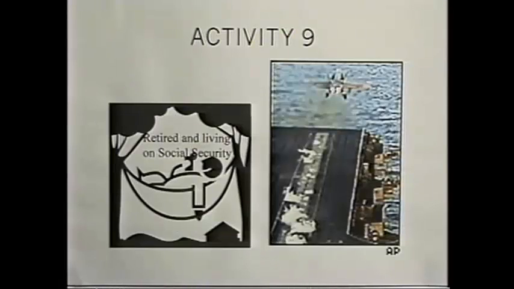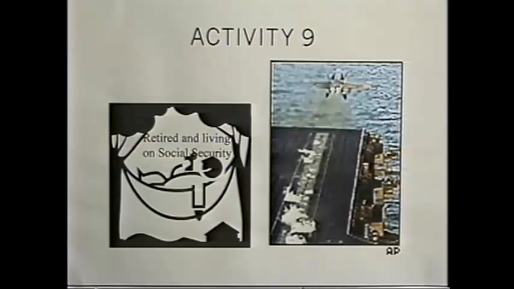Now, the second one here, we have someone who is retired and living on Social Security and taking the easy life, and we have an aircraft carrier with airplanes that the government has purchased to use for national defense. Which one would be included, which one would not be included, and explain why. Hussein? Retired living on Social Security won't be counted because it's part of transfer payments. Okay. And the second one will be part of GDP because it's part of government spending.